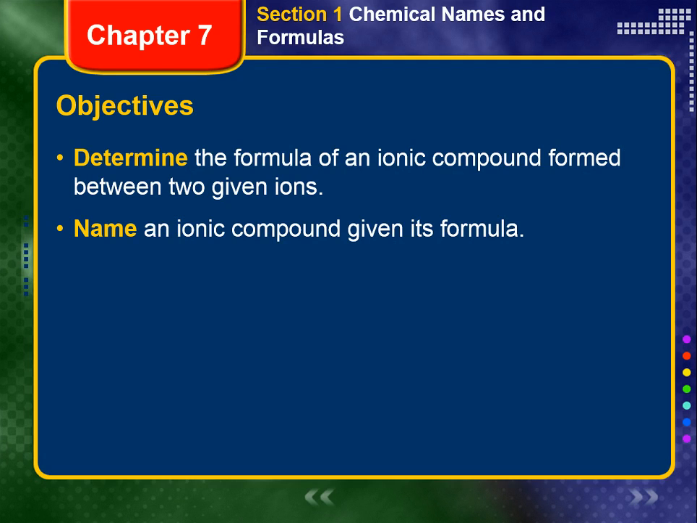Again, this was part 1 of part 2 covering objectives 2 and 3. After the next video, I hope that you can determine the formula for an ionic compound formed between 2 given ions, and name an ionic compound given its formula.